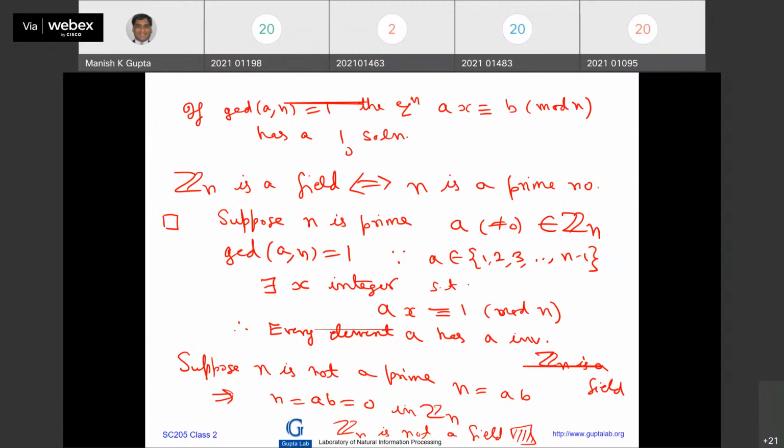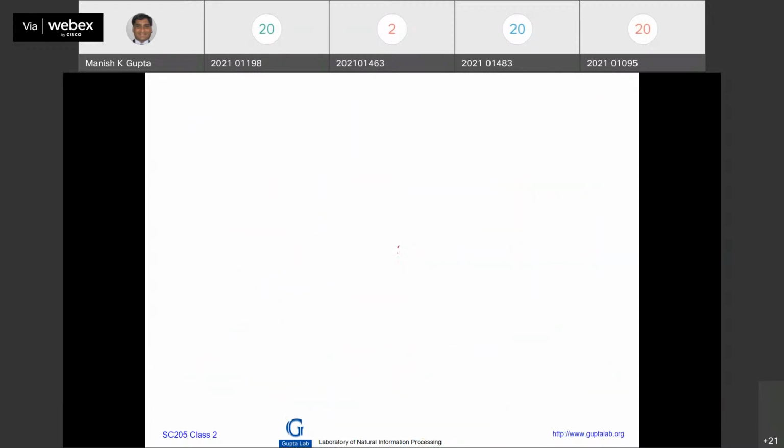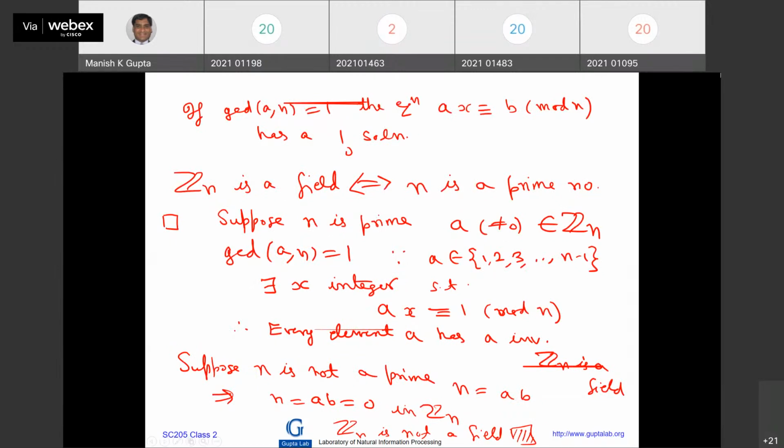Now, I will give you one example. I am now ready to prove Fermat's little theorem. Suppose n is not a prime number, it's a composite number. That means n is a product of two numbers a and b which are greater than 1, right? So both are non-zero. So n is equal to ab, but n is 0 modulo n. So a times b is equal to 0. None of them is 0, so it is not a field.